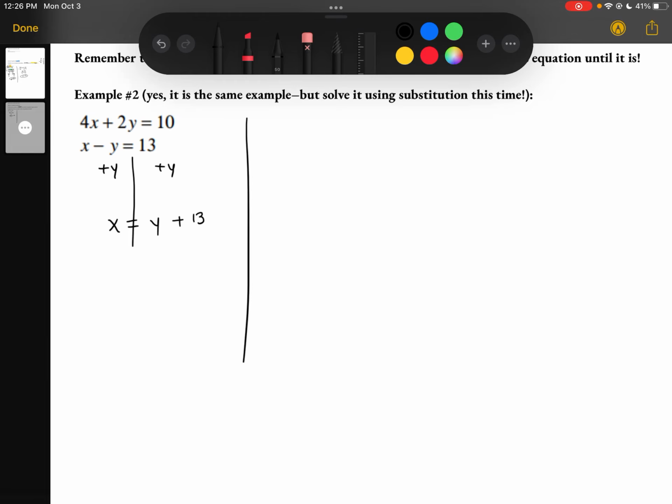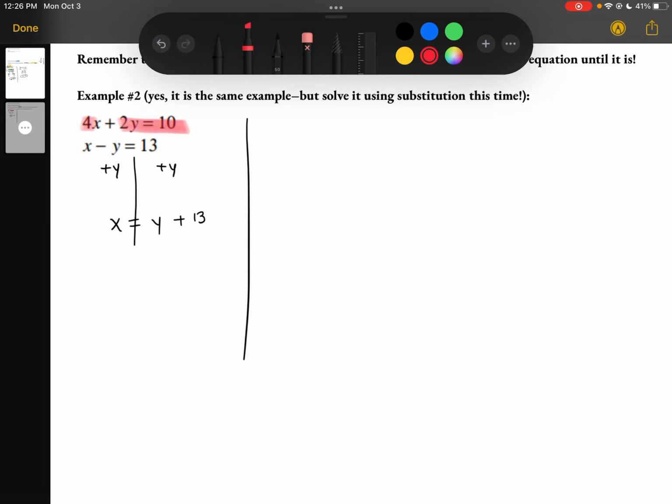So that's the key, is we just had to get to a place where x was totally, totally alone. So now we're ready. We can go back to our original equation here, and we can plug in the place of x. So we have 4, and then instead of x, we're going to write in y plus 13. And then recopy everything else exactly as it is. So plus 2y and equals 10.